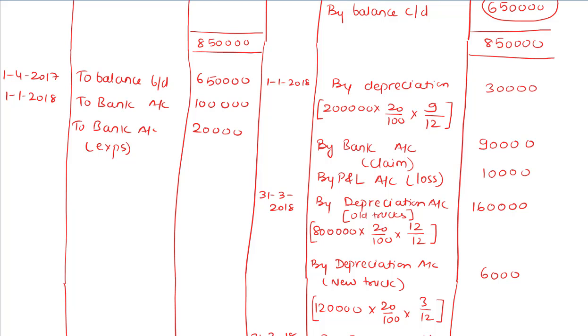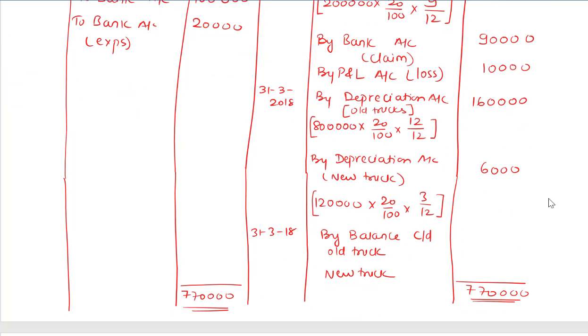Then the old value is 6,50,000. The depreciated value is 30,000. So 6,50,000 minus 30,000 is 6,20,000. Now we need to deduct 90,000 and 10,000, so minus 90,000 minus 10,000 is 5,20,000, minus the new depreciation of 1,60,000. So this closing balance is 3,60,000.